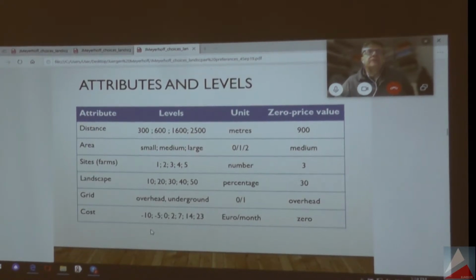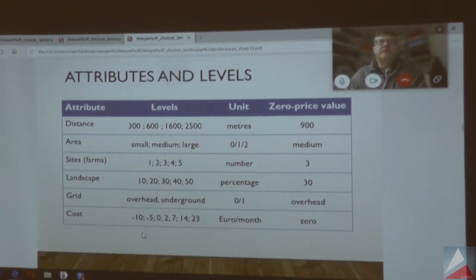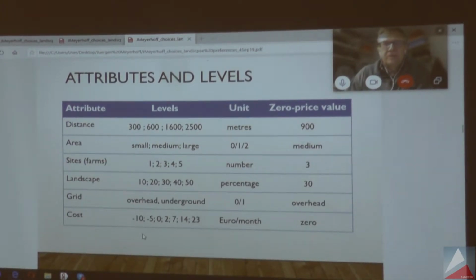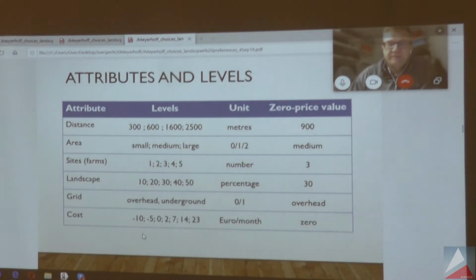The next attribute is called area, and it's that these production sites can be small, medium, or large. The third attribute was the number of sites, which means people can have in this 10-kilometer surrounding 1, 2, 3, or even 5 of these turbines. Then there's an attribute called landscape, which means that a certain percentage of the landscape is used at all for the development of new energy, in a sense to protect the viewscape and to have part of the landscape free of it.